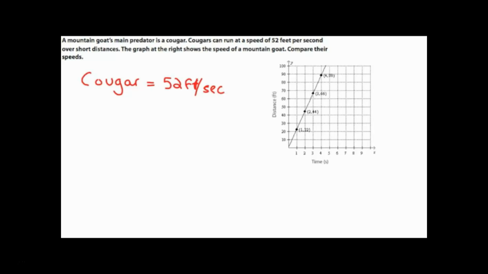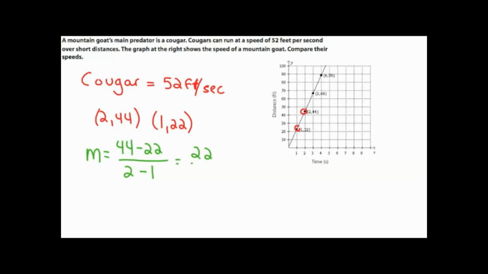Now let's compare that to the information we're given here about the mountain goat. So we're given a graph about the mountain goat, and we've got some points here. Now, the 52 feet per second corresponds to the rate at which this cougar can run. So we want to find the rate or the slope of this line. I've circled 2 points, (2, 44) and (1, 22), and I want to find the slope of this line. So the slope is equal to 44 minus 22 over 2 minus 1. So here we're going to get 22 over 1. In other words, this means that the mountain goat can run 22 feet per 1 second.